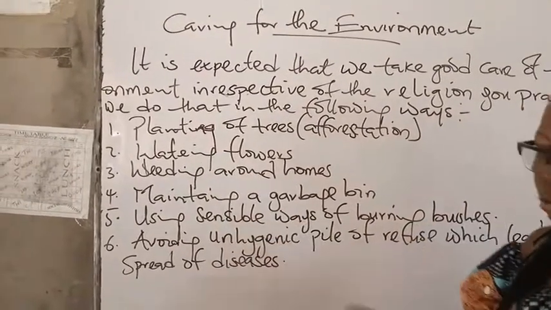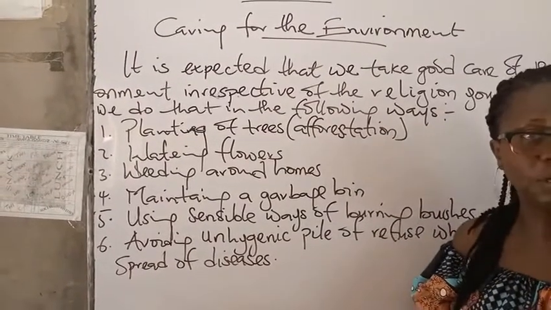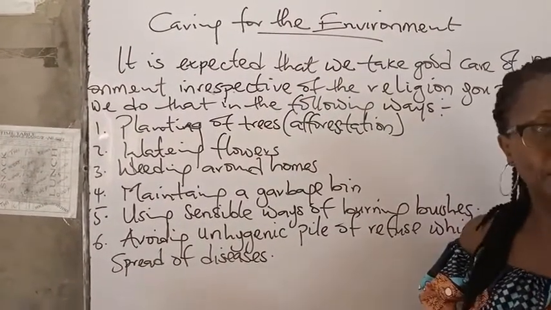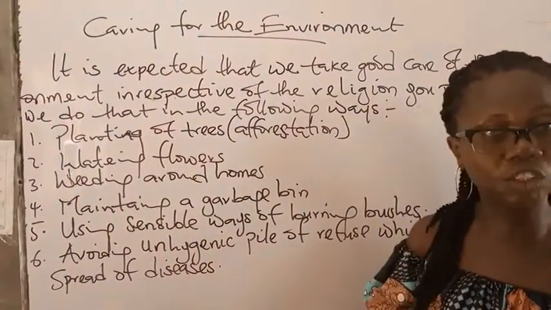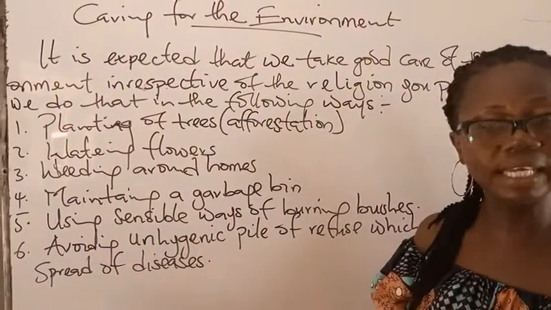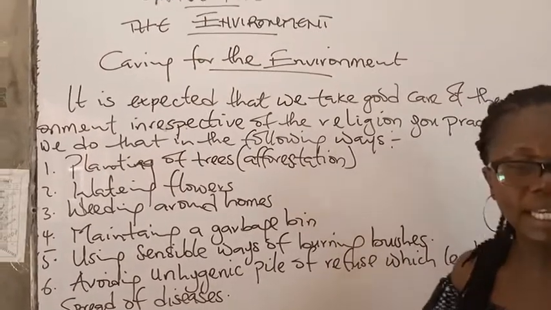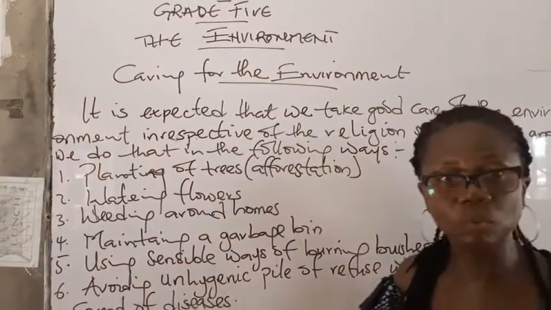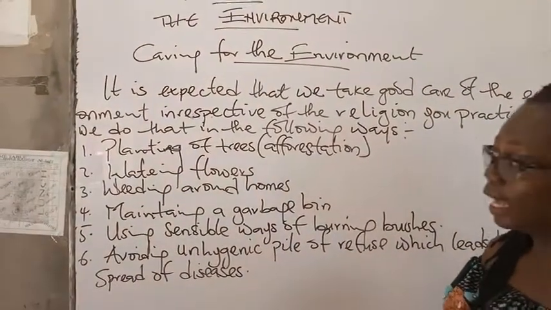Number 2, watering of flowers. Flowers keep our environment beautiful because they make the place refreshing. So it's always good, especially during the dry season. We have 2 seasons of the year, the raining and the dry season. Where we have the dry season, where there's no rain, it's expected that we water the flowers to refresh and to keep the environment healthy.